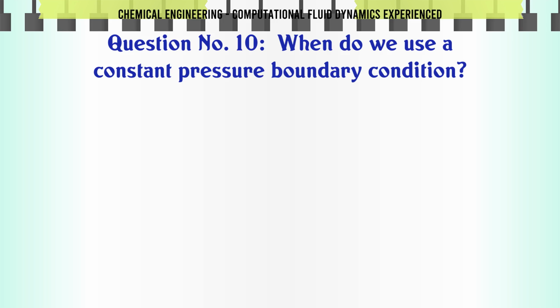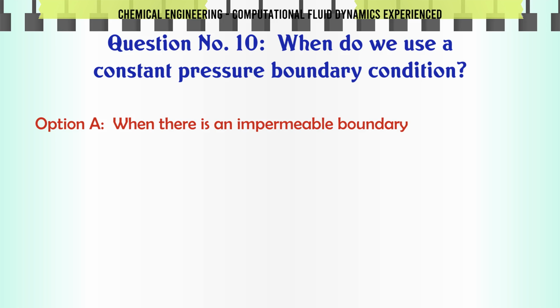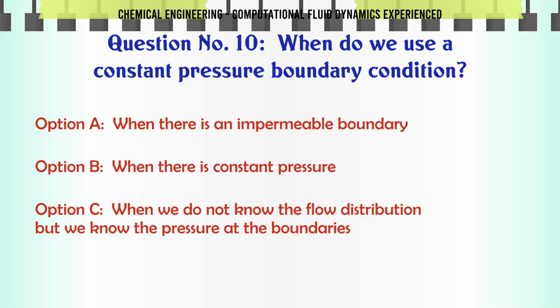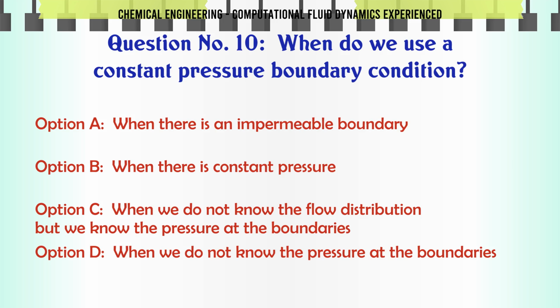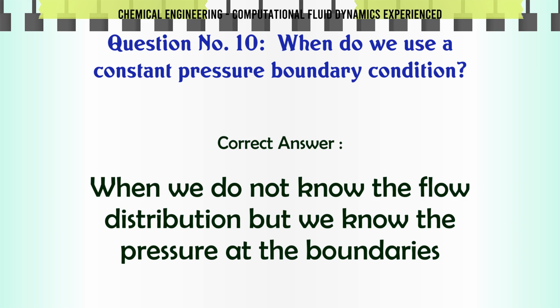When do we use a constant pressure boundary condition? A. When there is an impermeable boundary. B. When there is constant pressure. C. When we do not know the flow distribution but we know the pressure at the boundaries. D. When we do not know the pressure at the boundaries. The correct answer is when we do not know the flow distribution but we know the pressure at the boundaries.